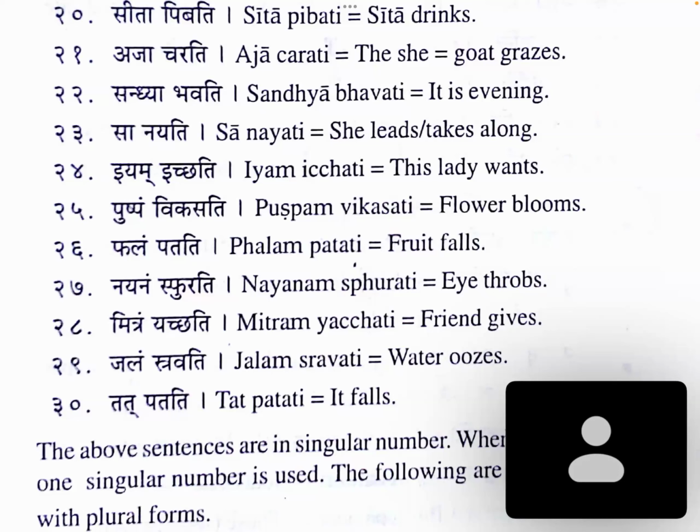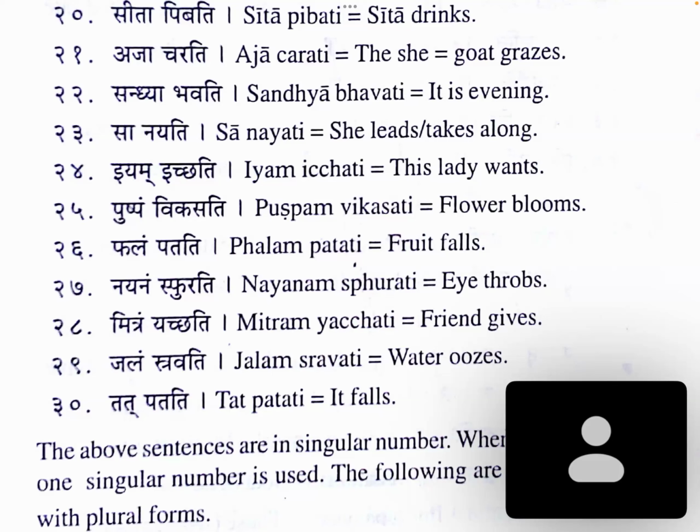Mitram yachati. See that there is an anuswaram. Tra, that is a samyuktaksharam: ta and ra and a. So mitra, and m is there because there is an anuswaram. So mitram yachati. Here again there is a samyuktaksharam. The first cha and the second cha are joined. So yachati. Friend begs. Okay. Next.